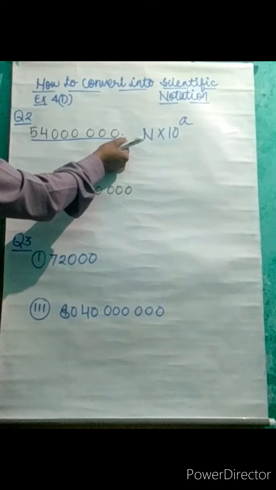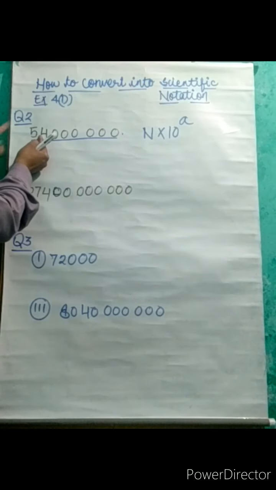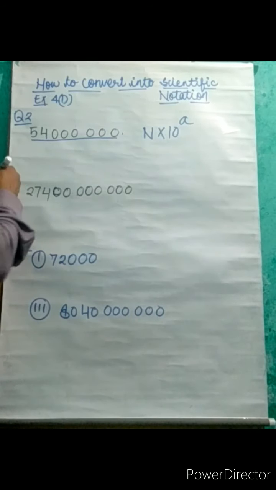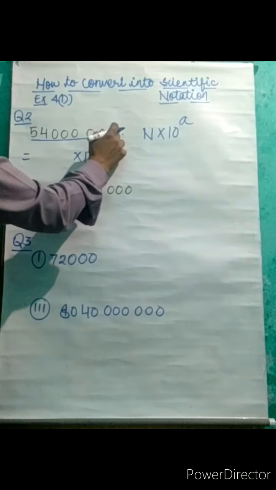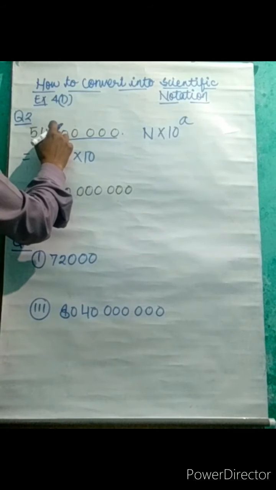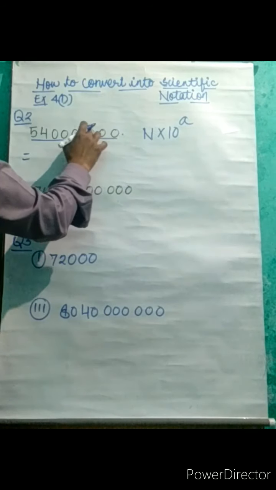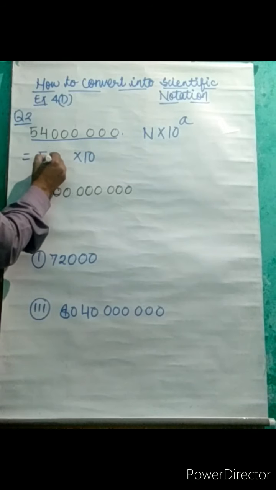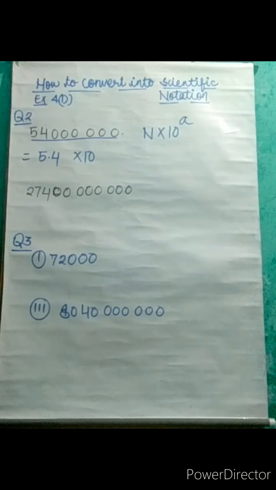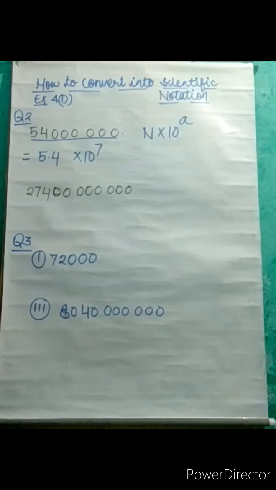Now we will shift this point up to here so that to the left side of the point only one whole number is left. Now you can see how many places you are shifting. Very easy it is. Multiply 10 raised to power. Now 1, 2, 3, 4, 5, 6, 7 places we are shifting. We will shift the point here. 5.4. We shifted 7 places, so the power will come 7.